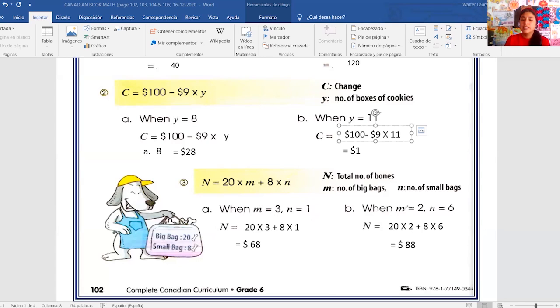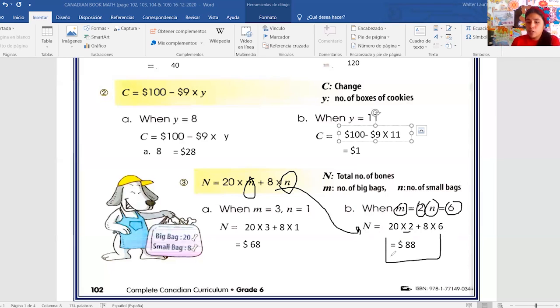Now, in letter B, the same. We have the value of M. In this case, it's 2, and n is 6, right? Okay, so let's replace here. N equals 20 times 2, because the value of M is 2, plus 8, the same, times n. But we know the value of n, it is 6, times 6. In total, we are going to have, yes, the total number of bones is $88. Yes. Simple, right? So that is why it's called simple equations, okay? Let's go to the next one, okay?